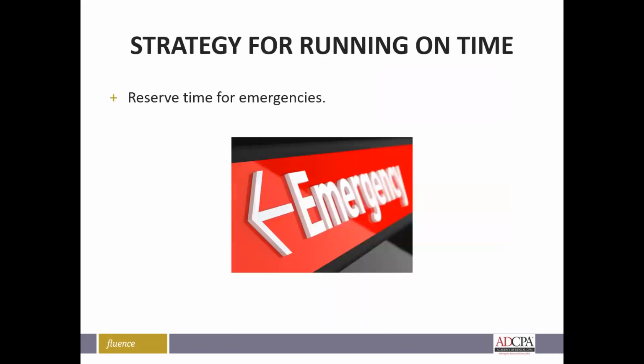Here are strategies for running on time. First, let's start with emergencies. We talked about emergencies being a challenge earlier. Well, reserve time for emergencies. And here's how you do this.